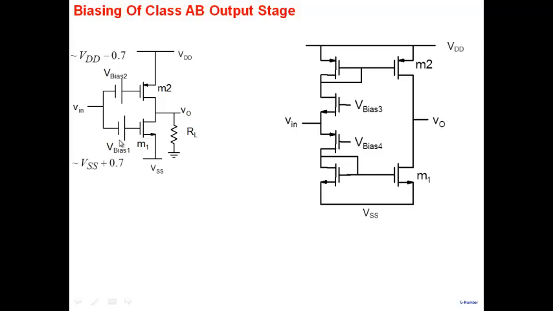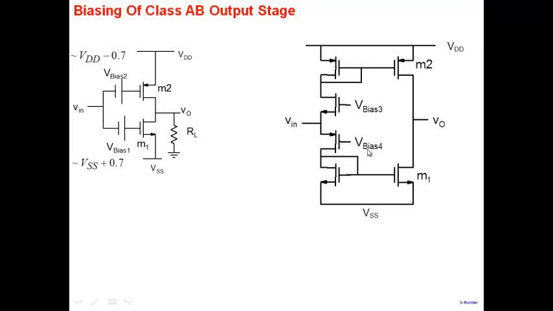What will V bias 2 and V bias 1 do? Suppose the input is 0 here. This V bias 2 will cause a biasing of this particular transistor by 0.7, and similarly will cause a biasing of this by 0.7. What is the goal of 0.7? To cause a little bit of current to flow through M2 and M1, so the transistor is on. Same thing that I'm doing here.